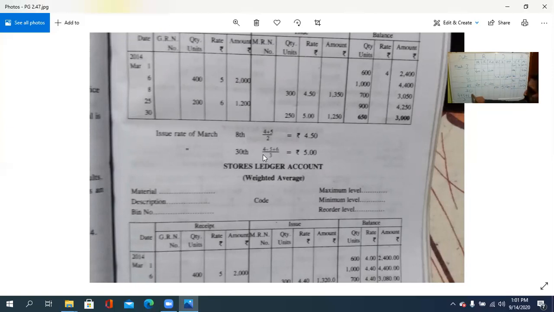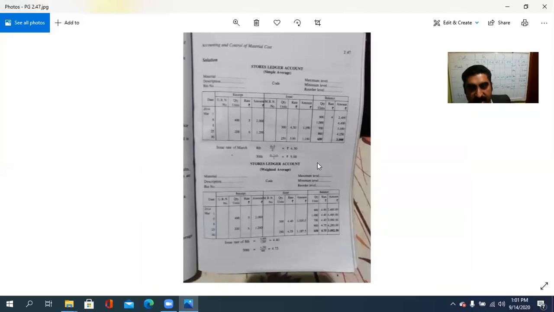And then on the 30th, 250 is to be issued. So which is the price? A new price is to be taken. Each issue, each price change. So 4 plus 5 plus 6, 3 prices are there. 6 plus 5, 11, plus 4, 15, divided by 3, that is 5. 5 into 250, that is 1,250. So 900 minus 250, 650 is the answer for the closing units, and the closing stock is 3,000. How? 4,250 minus 1,250, that is 3,000. So this is the simple average method. Weighted average, we will look at in the next class.